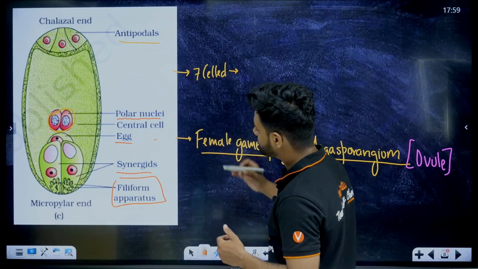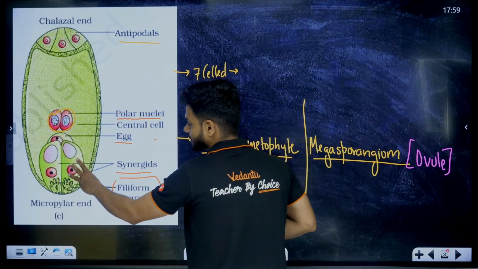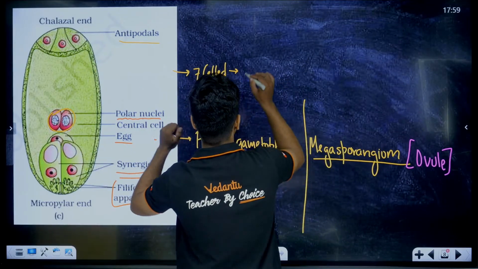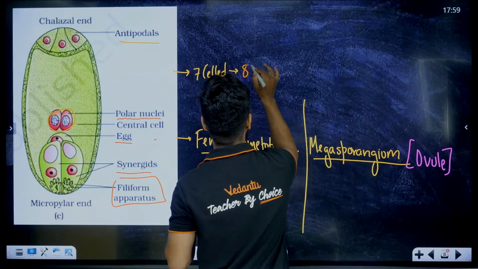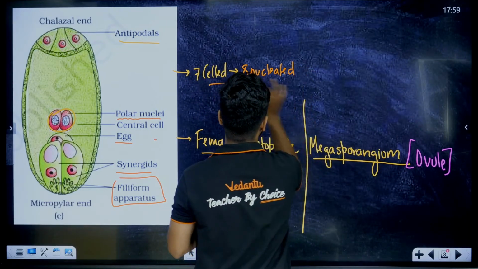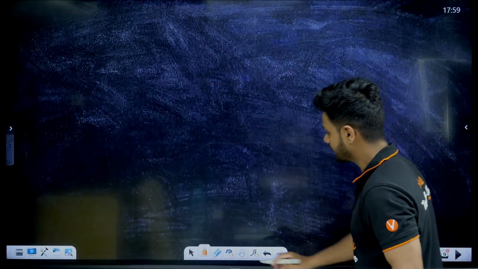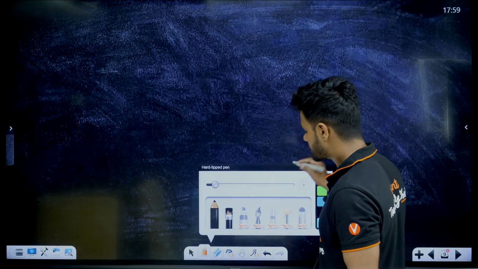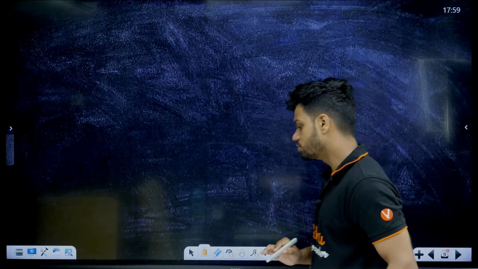Clear? So how many nuclei are there? 1, 3, 6, 7, 8. It is 7 celled and 8 nucleated. 7 celled as well as 8 nucleated. Clear, all of you? 7 celled and 8 nucleated.